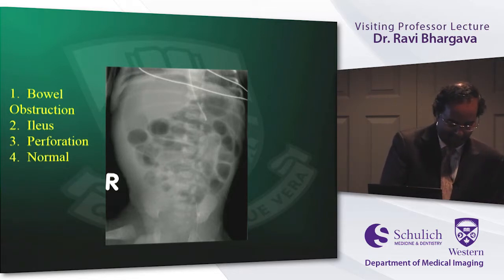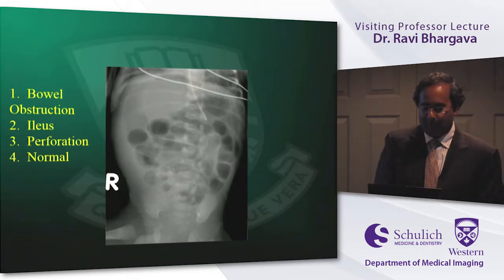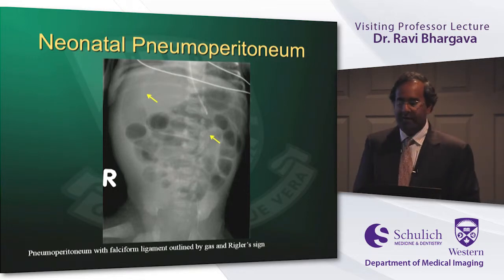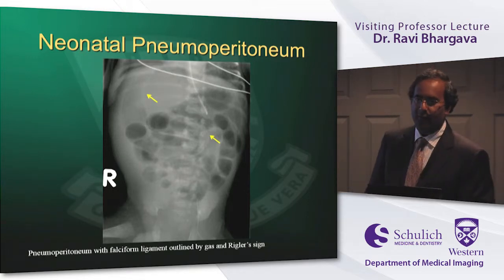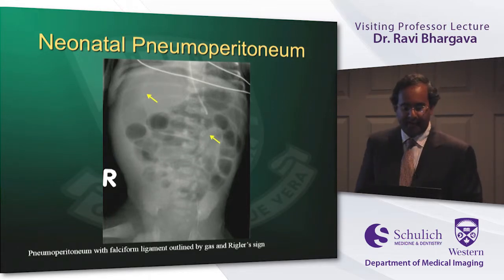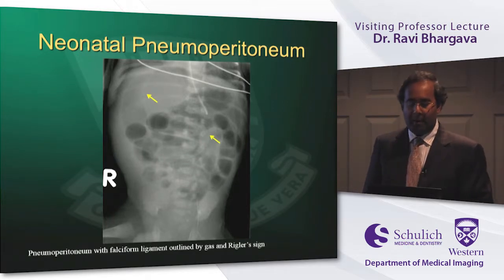Okay, let's see how we did. So the most common response was perforation. If we look at this supine radiograph, you can see a lucency projected over the liver, and you can see gas in the region of the falciform ligament. And this is a sign of a neonatal pneumoperitoneum.